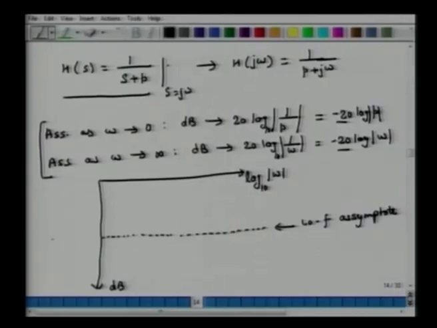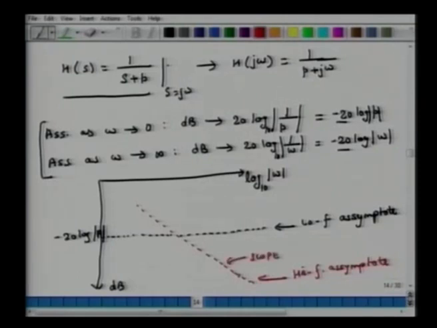And the y-intercept of this is minus 20 log p. And the high frequency asymptote I will draw in red, and this has a slope of minus 20 dB per decade. Again, I will draw it as a red dotted line. So this is the high frequency asymptote. The slope is minus 20 decibels per decade.